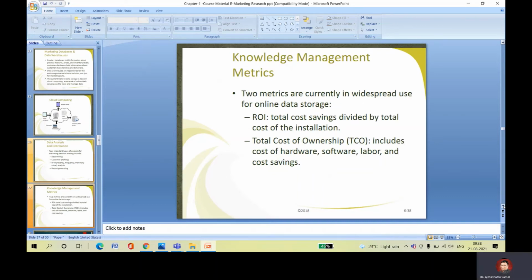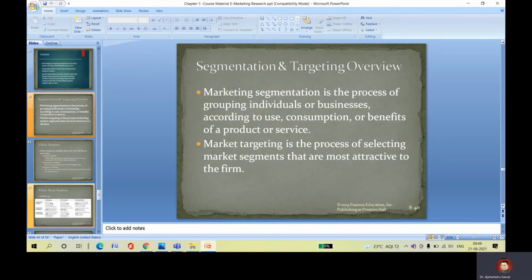Knowledge management metrics. This is also important: knowledge composition, and the benefit of a product or service. Market segmentation is the process of selecting market segments that are more attractive to the firm.